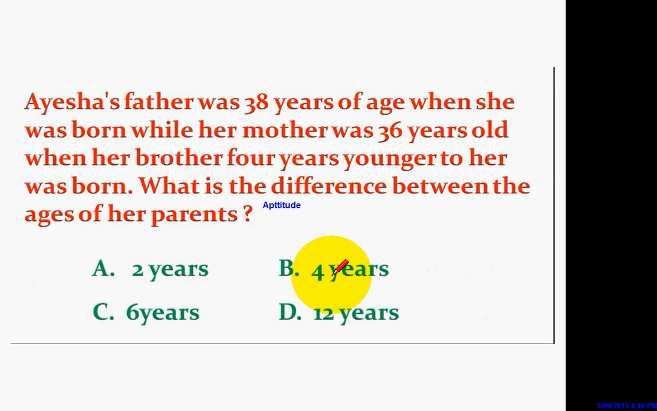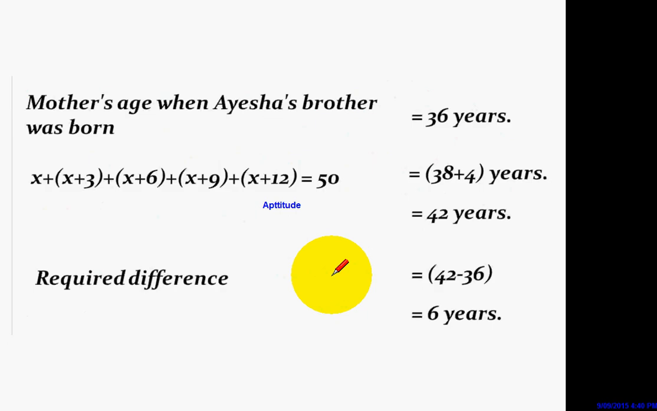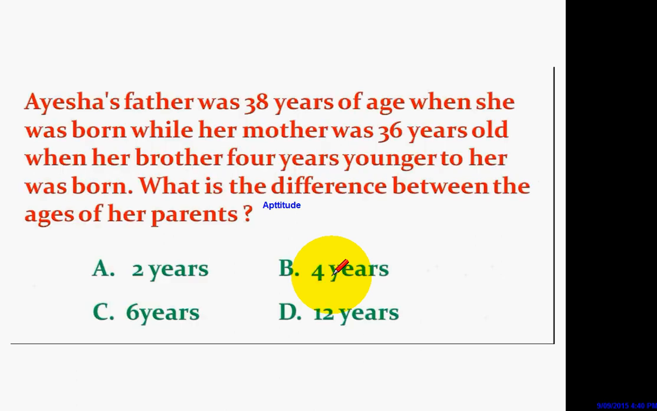When she was born, her mother was 36 when her brother, 4 years younger to her, was born. So it is 38 plus 4, which is 42 years. Okay, so here the required difference is 42 minus 36. 4 years younger. What is the difference between the ages of her parents?